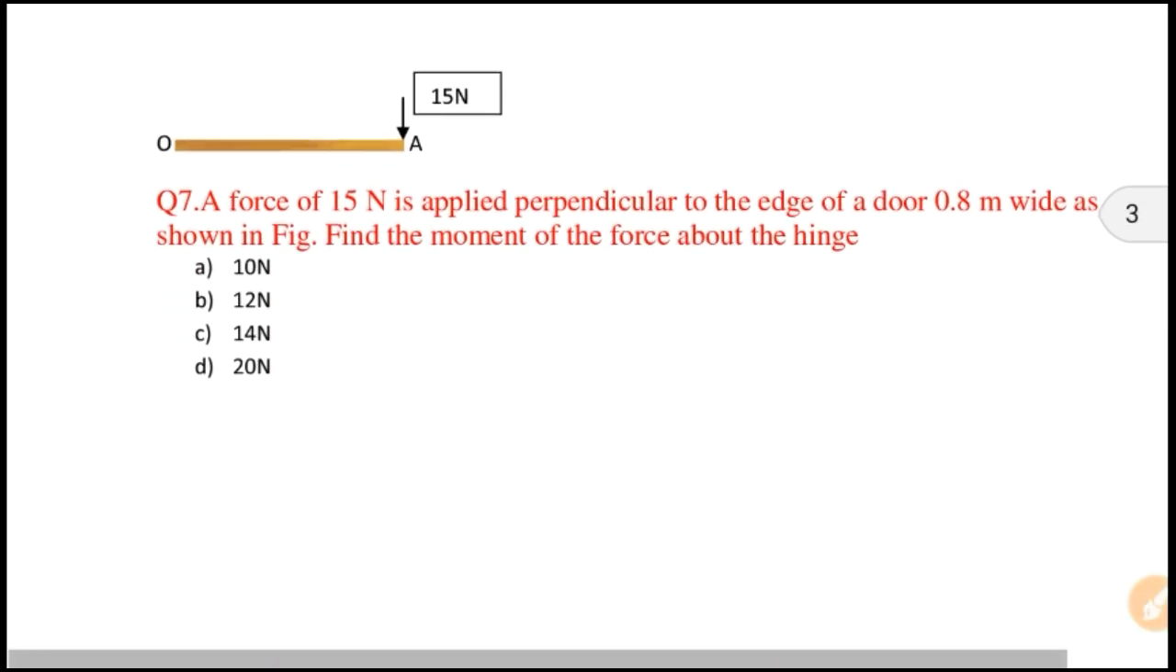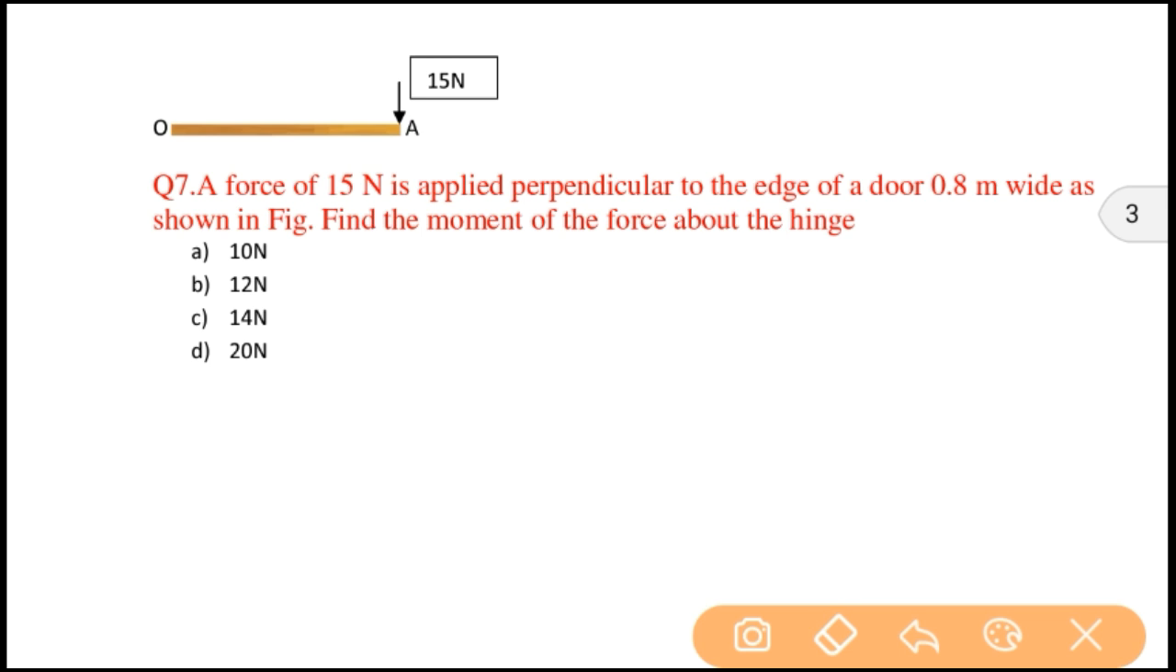Coming to the next question, we have a force of 15 Newton applied perpendicular to the edge of a door 0.8 meter wide as shown in the figure. Find the moment of the force about the hinge.